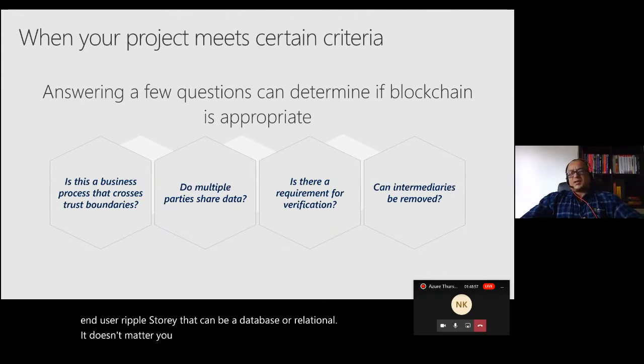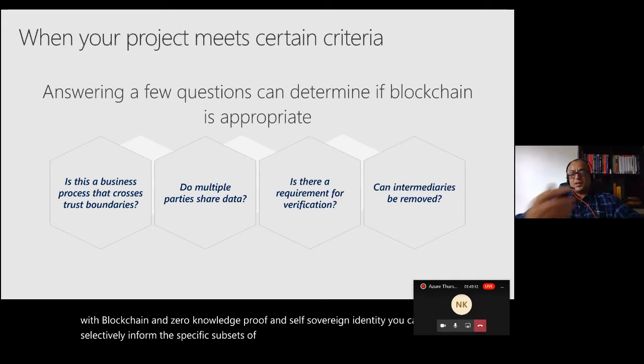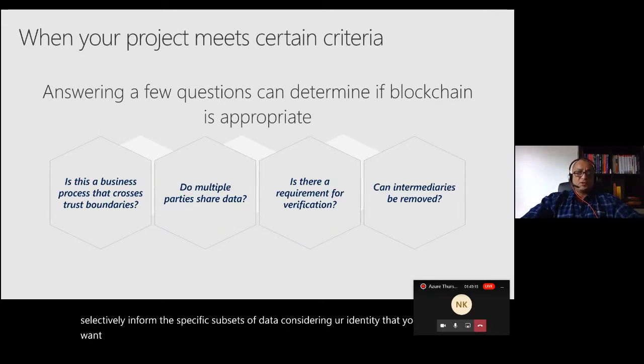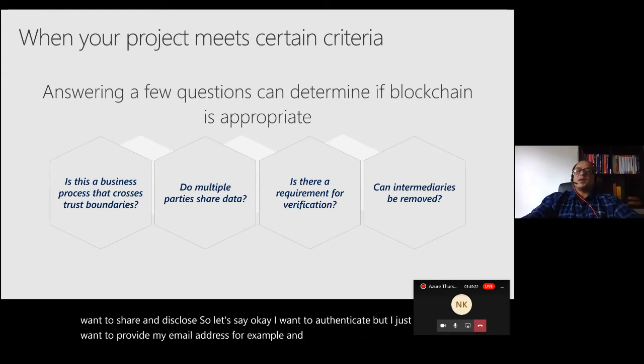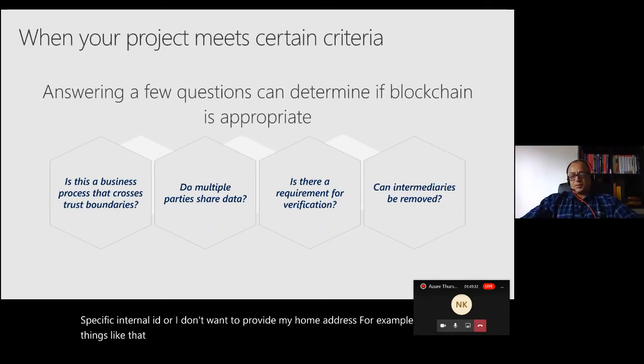But I said, for example, in terms of trust and verification with blockchain and zero knowledge proof and self-sovereign identity, you can selectively inform the specific subsets of data considering your identity that you want to share and disclose. So let's say, okay, I want to authenticate, but I just want to provide my email address, for example, and I don't want to provide my specific internal ID, or my home address, for example, and things like that. With blockchain, there are ways that you can implement that.